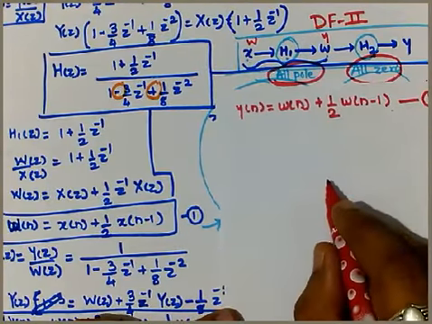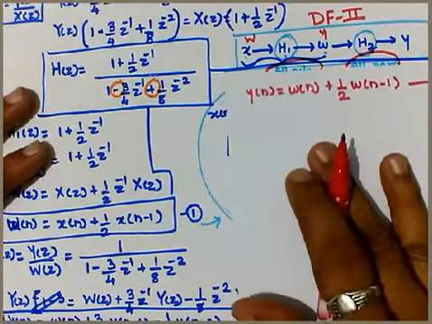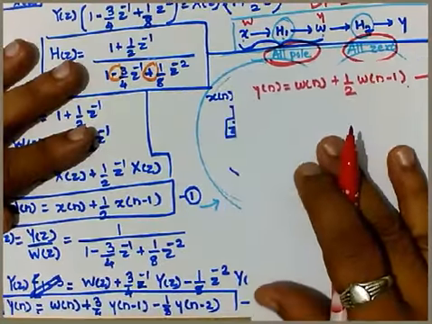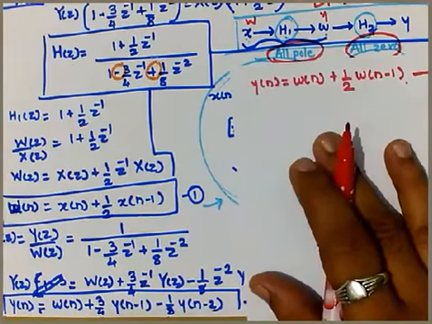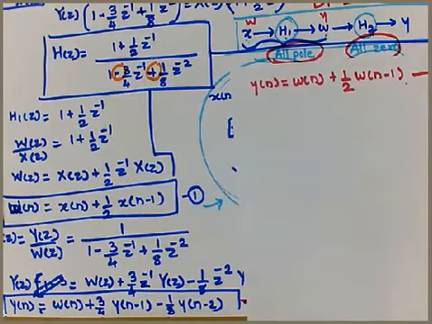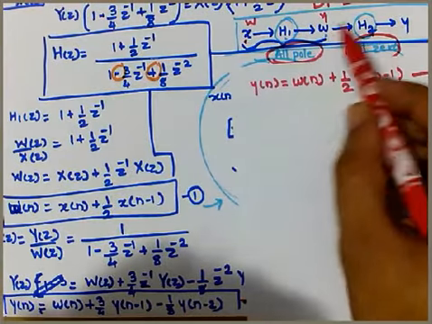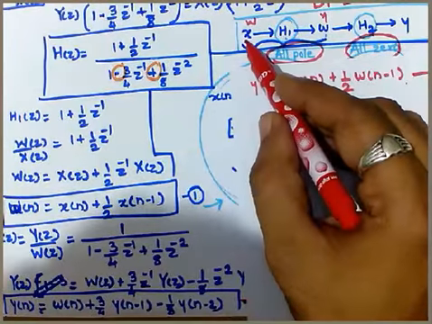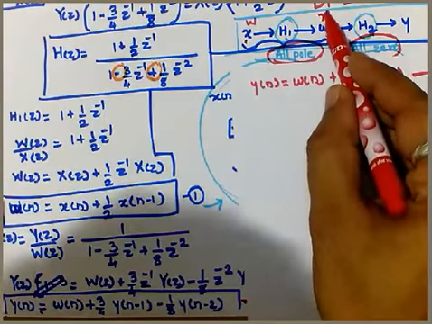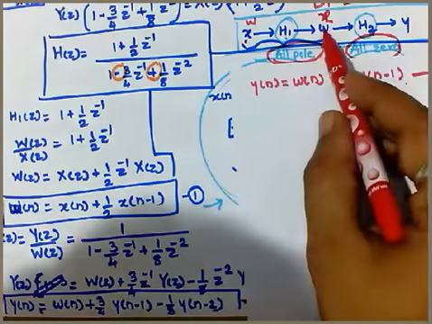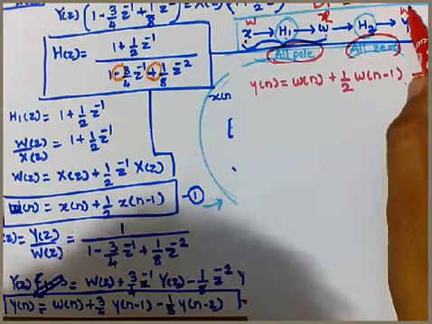In the same manner, let's write the simplified equation for the second case. This is our equation number 2, where y of n = w of n + 3/4 y of n-1 - 1/8 y of n-2. For this equation, the first part will be overlapped on the second part. It means w will be replaced by x and y will be replaced by w.